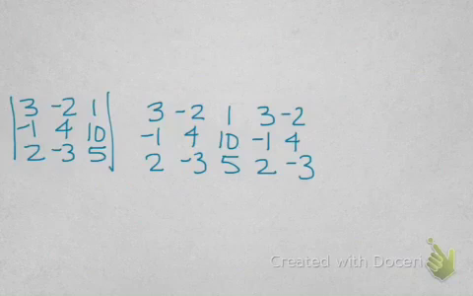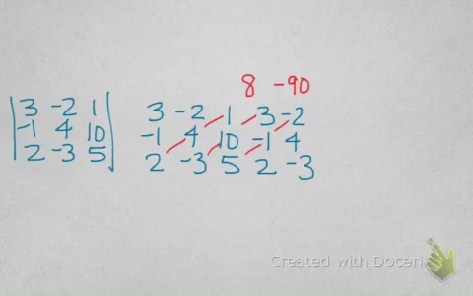Now what we do is we go along the diagonals. We're going to go upwards first, and so we'll say 2 times 4 times 1 is 8. And then we'll do the next diagonal, -3 times 10 times 3 is -90. And 5 times -1 times -2 gives us 10. Now we're going to go diagonal downwards. 3 times 4 times 5 is 60. -2 times 10 times 2 is -40. And 1 times -1 times -3 is 3.